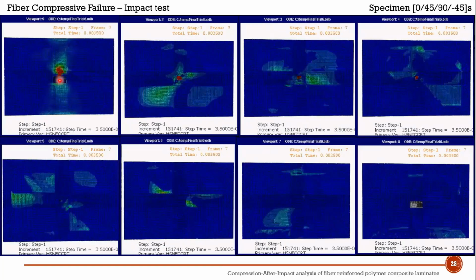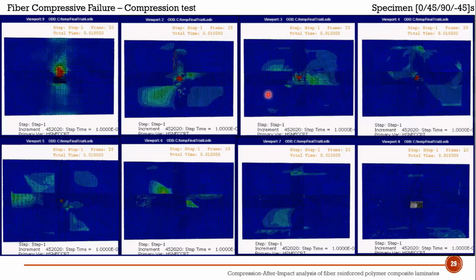So this is the fiber compressive failure mode during the impact test. Here we see the fibers are getting compressed only under the impactor. That failure is not spread over the length of the fibers. It is just right under the impactor on the specimen, and it is not propagating until the end. It is more prominent just in the first few layers.